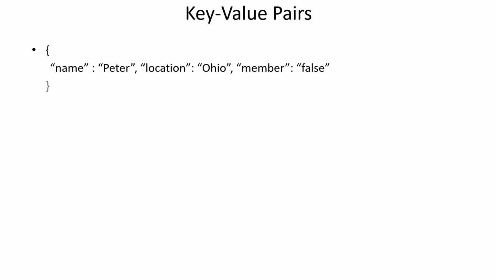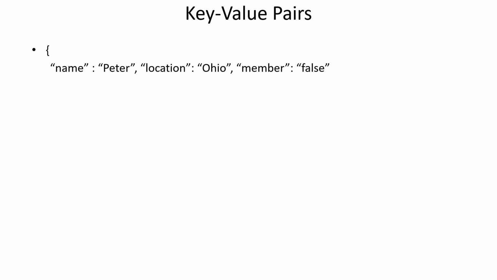So now, continuing the key value pair discussion, I'm going to show you an example of how a key value pair is started. It starts with a curly brace, which means the start of your JSON object. In this, I have passed three different key value pairs.